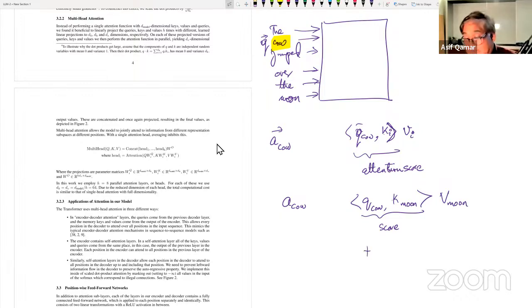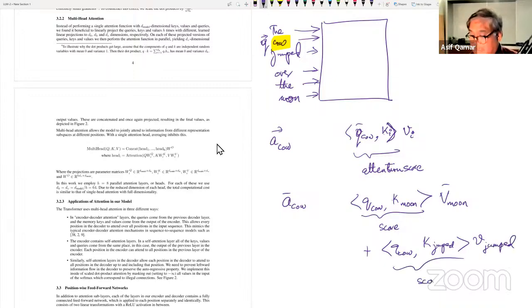But that's not the only thing there. It might also be paying a little bit of attention to the jumped vector. K jumped, V jumped, right? This is the score. By the way, I'm deliberately wiping out some technicalities because let's get to the intuitive idea first. So far, are you making sense? And plus somewhat all the other words.